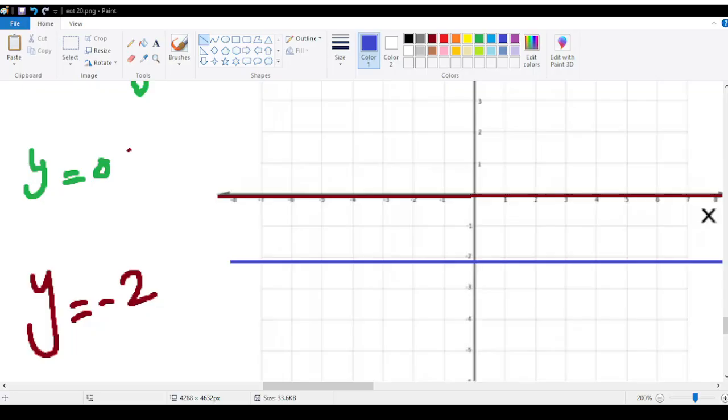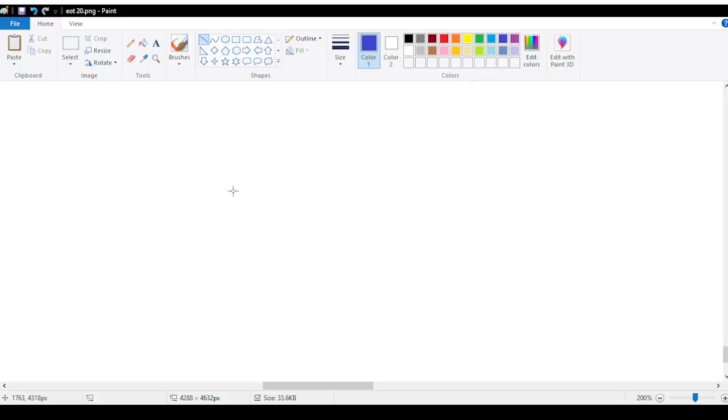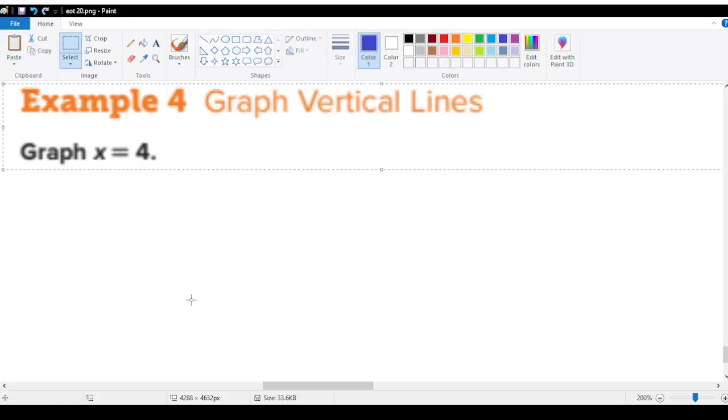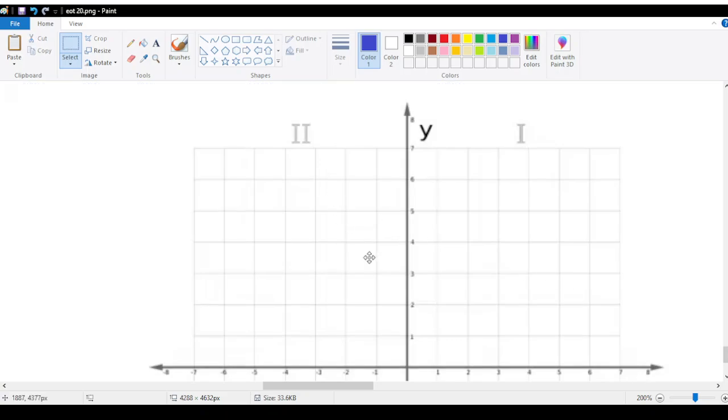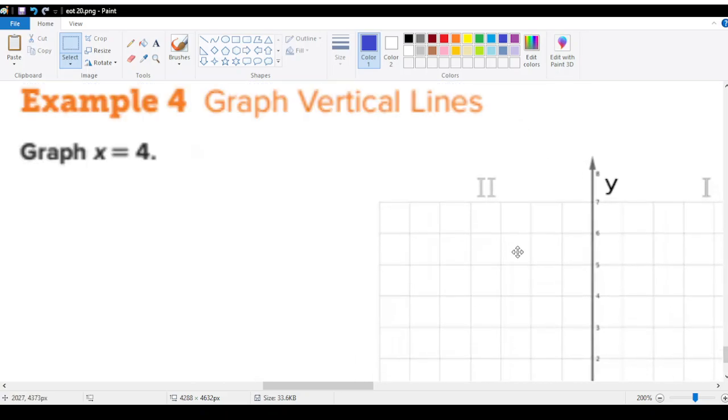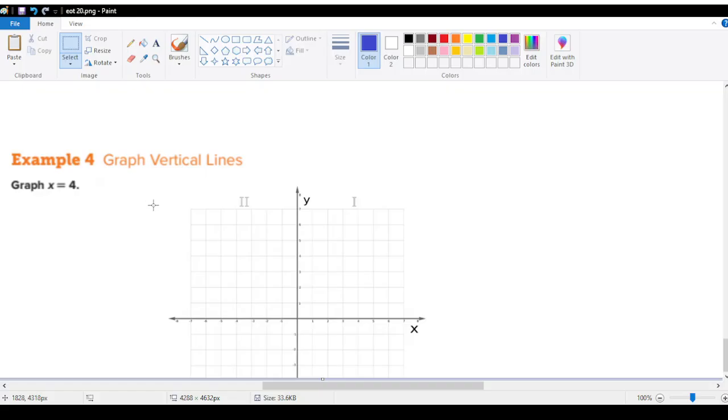Now, I need you to go to the example. In order to graph the vertical line, we will do the same, but we will draw the line vertically. For example, let's take this example. So x equals 4.